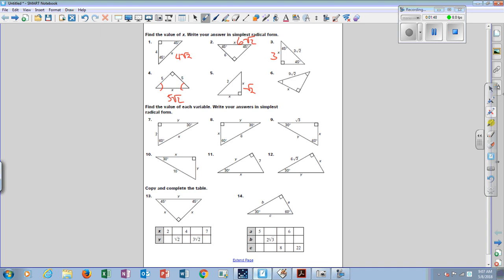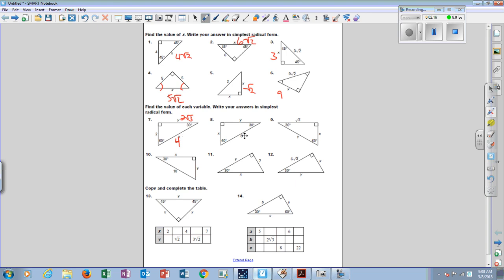Number 6, here these are both the same. This is 9 roots of 2, which makes this just 9. All right, moving on to the 30, 60, 90s. You start with the shortest side. Shortest side times 2 gives you the hypotenuse, so that would make this 4. And then times the square root of 3 gives you the longer leg, so that would be 2 root 3.